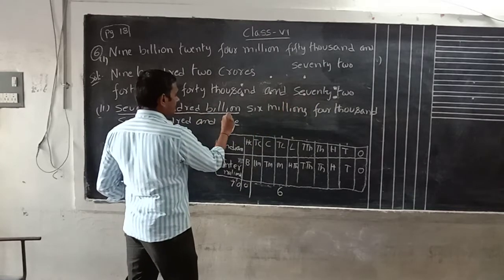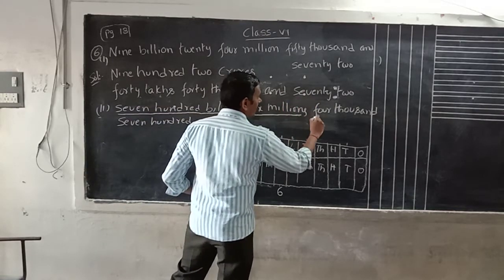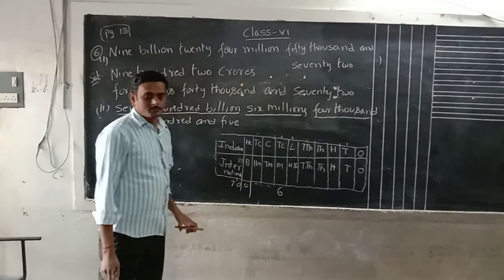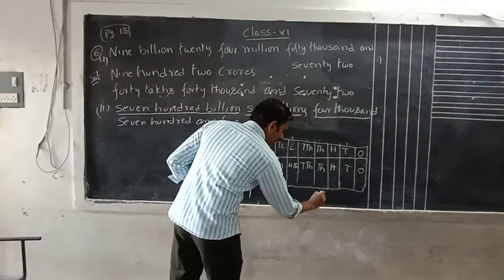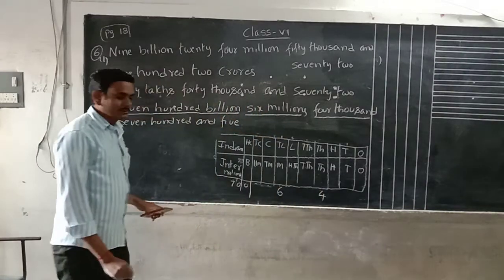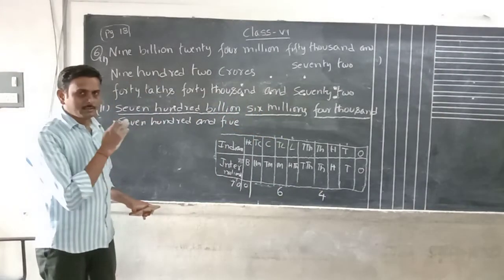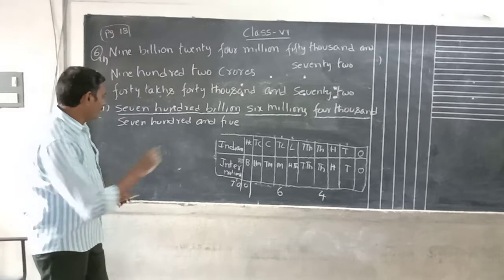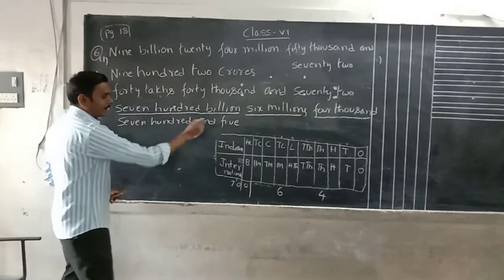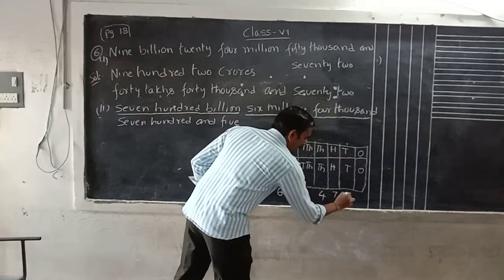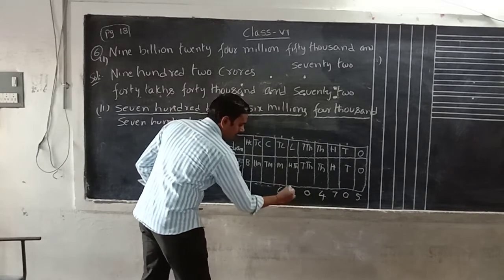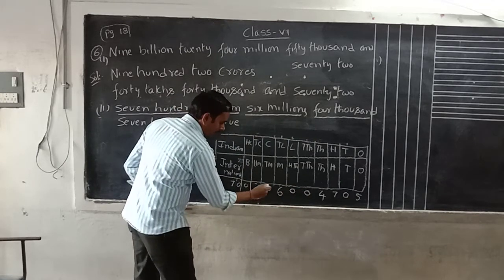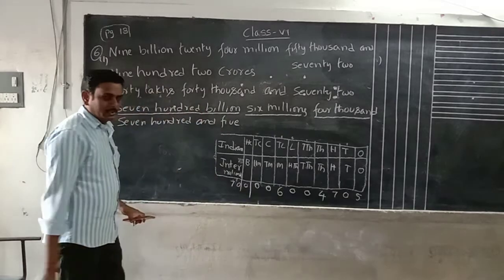6 million. 4,000. 4,000 also, 4 is one digit only. 4,000 means only the thousands place, skip the 100, 1,000, 10,000. Then 705. Which digits are not getting? Those take zeros, 2 zeros. These two also zeros. Now we can write in the Indian system.